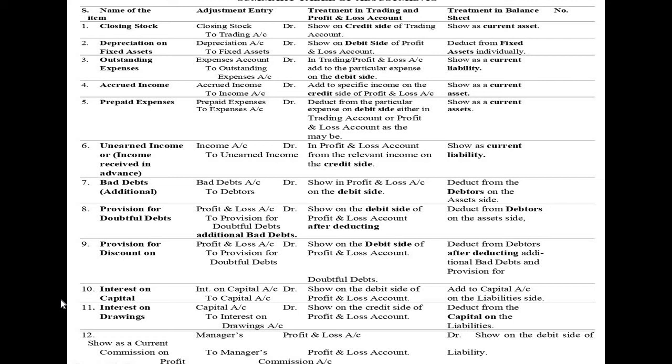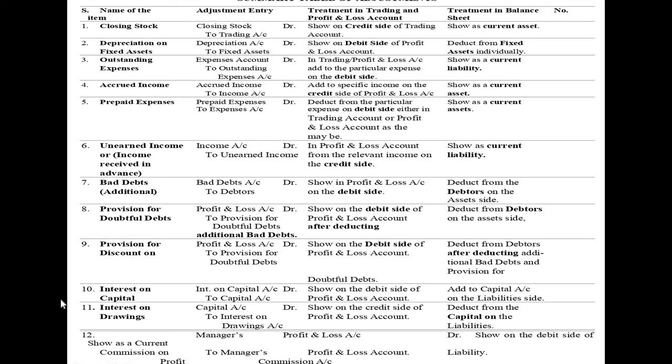And the next one is prepaid expenses. These are expenses which have been paid in advance but relating to the future accounting period. The adjustment entry is prepaid expenses account to expense account. It is shown on the asset side of the balance sheet and the expense account is shown as a deduction from the respective expense account in trading and P&L account.